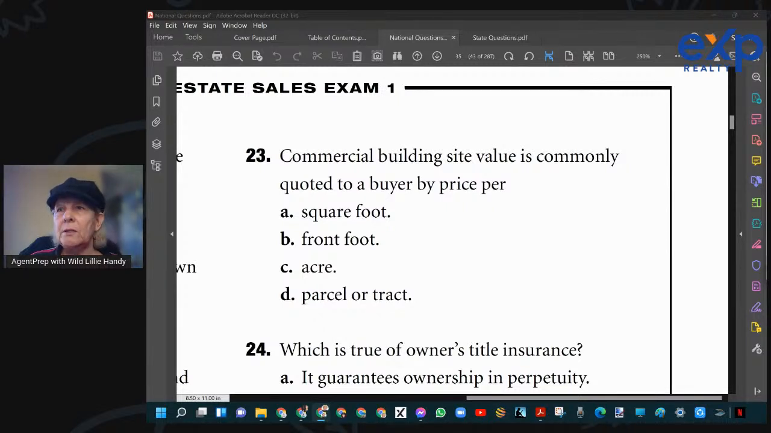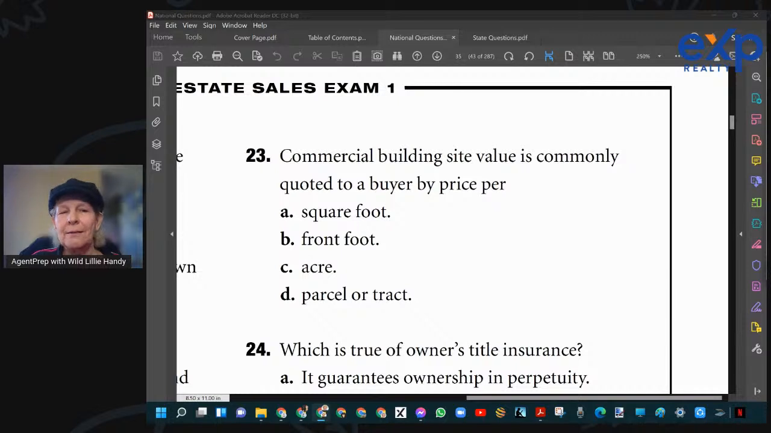Sammy, I would reconsider that, because what if they don't have an acre? That is not common. Sometimes land will be sold by acreage or square feet, not front foot or parcel or tract. Yes, I know you're driving, Jen.